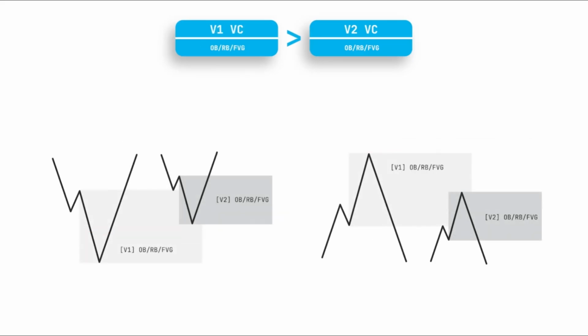Logical element number 2, V1 volume confirmation, greater than V2 volume confirmation. Here, the first variable forms an area of order block, rejection block, or fair value gap. Then the price tests this area and forms another area of order block, rejection block, or fair value gap on a lower step in our timeframe system. For example, a 1-day volume confirmation and a 4-hour volume confirmation. As in the previous example, this logical element confirms the volume in the market. These are the logical elements in the volume confirmation group.